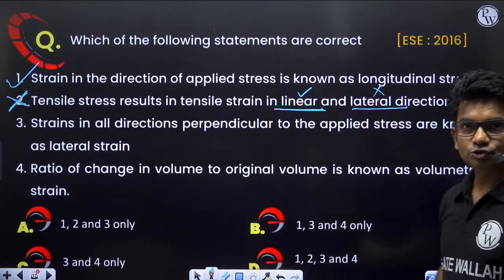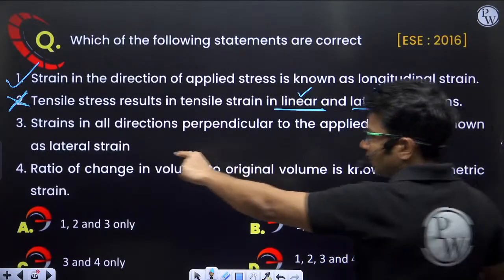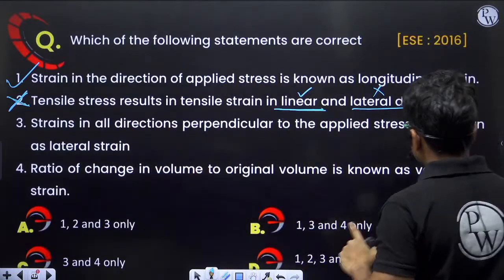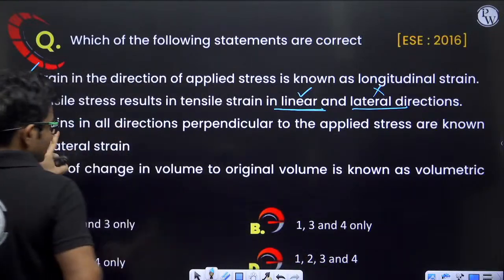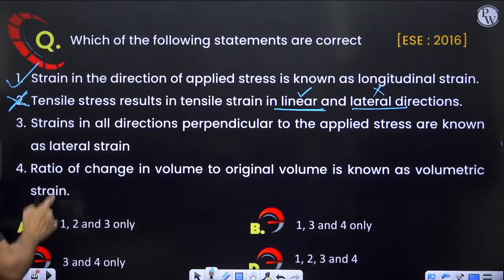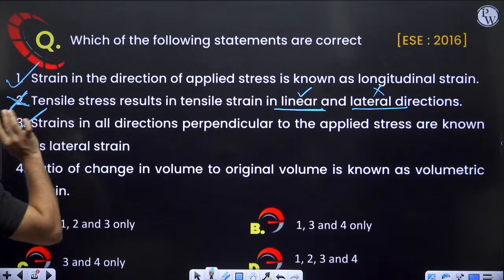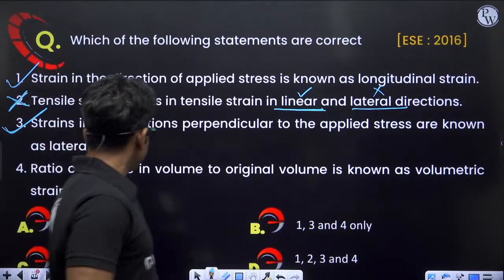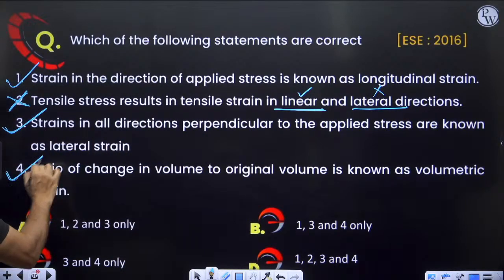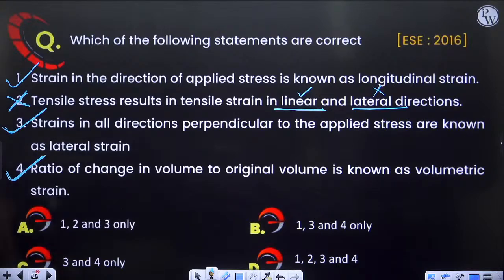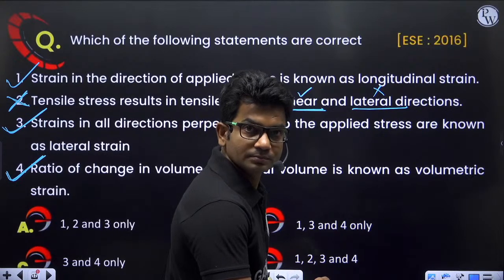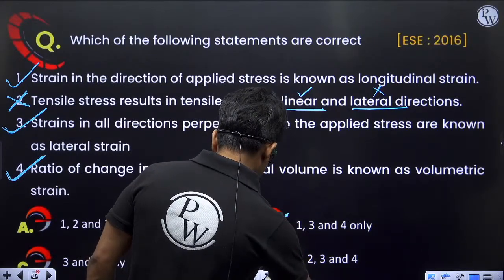Next, third: strains in all directions perpendicular to the applied stress are known as lateral strain. Yes, strain in the perpendicular direction to the applied stress is known as lateral strain. Statement 3 is also correct. Fourth: the ratio of change in volume to original volume is known as volumetric strain. This is also correct. So 1, 3 and 4 are correct, 1, 3 and 4 only. Option B is correct.